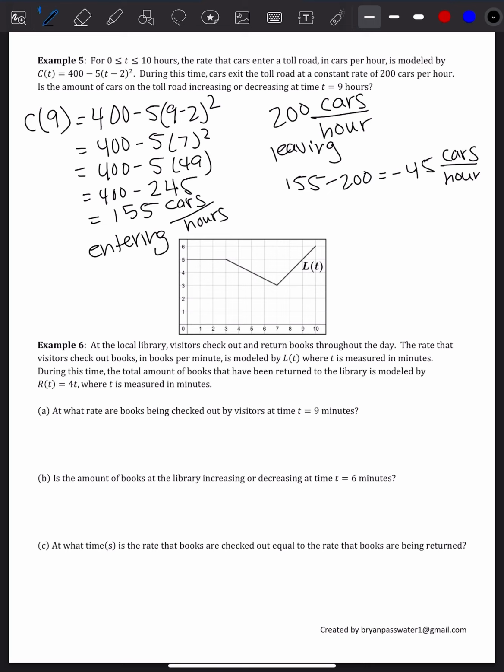So checked out is our L of t. So we're just looking for L of 9 because it is already a rate of change. So our y value at 9 looks like it's 5. So this would be 5 books per minute. Is the amount of books at the library increasing or decreasing at 6? So we would look at the amount of books checked out versus the amount of books checked in. So the amount of books checked out at 6 would be about 3.5 books per minute.